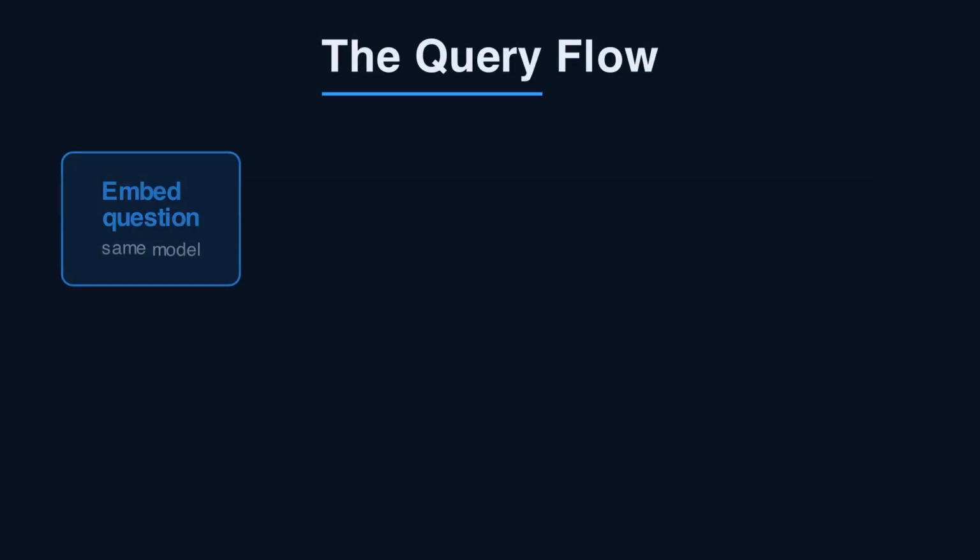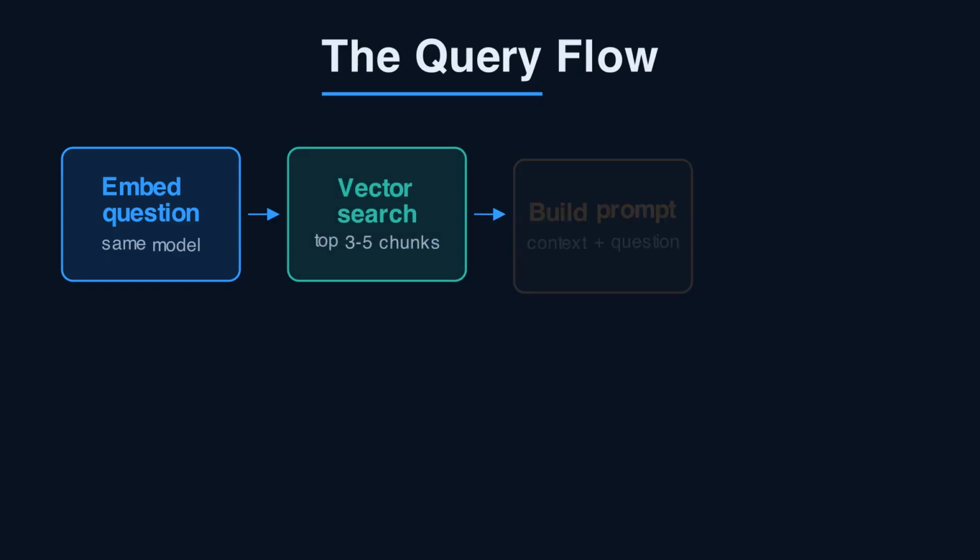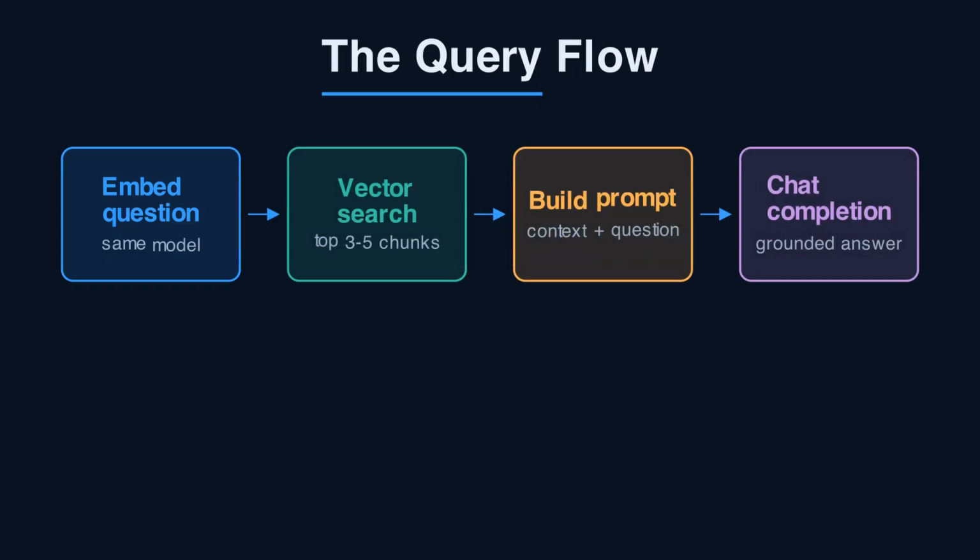Now the runtime path, executed on every user question. Embed the incoming question with the same embedding model you used at ingestion. This is critical. The vectors must live in the same space. Send that vector to AI Search and ask for the top 3 to 5 chunks.